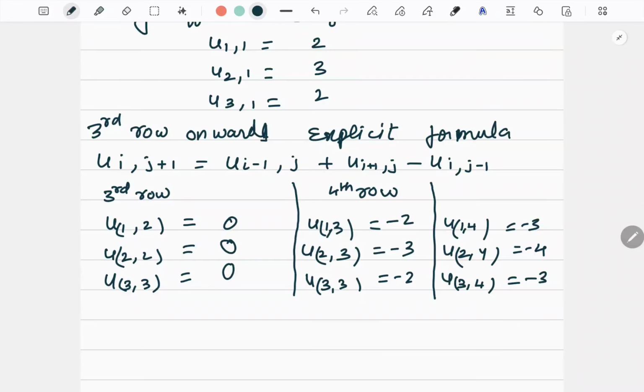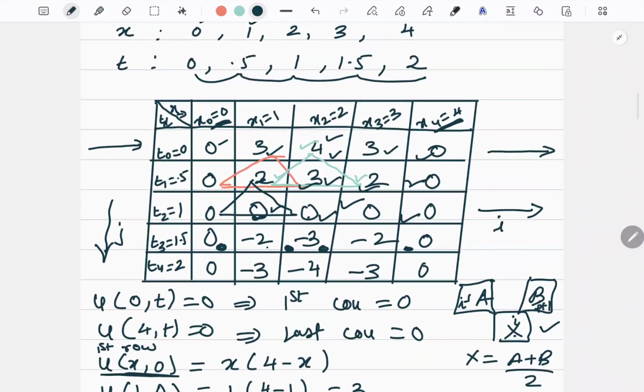Now, if you are confused about how I am putting these values, how these names are coming, don't bother much. Go back here and see how you want to write. Suppose I want to talk about this box. What is this box? Here, what is the position of x? 1. What is the position of t? 2. So this box represents u1,2. This box represents, the position of x is 2 and here 2, so u2,2. Then this box represents u3,2.